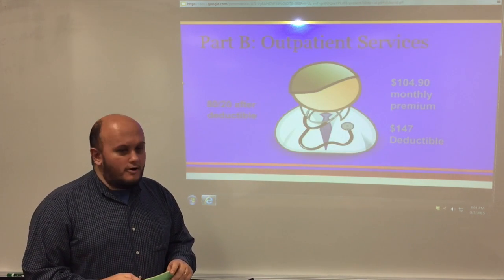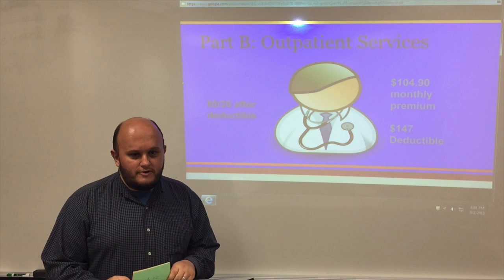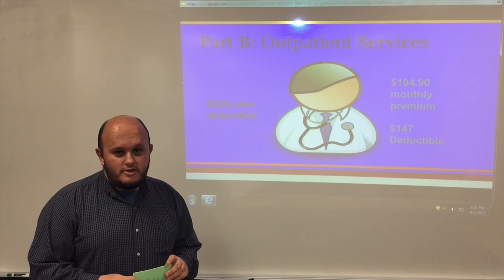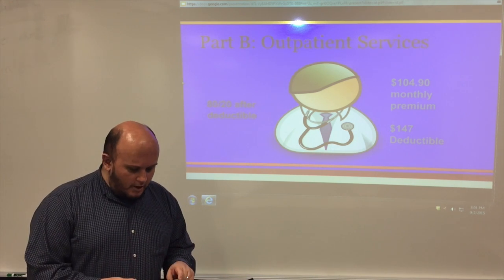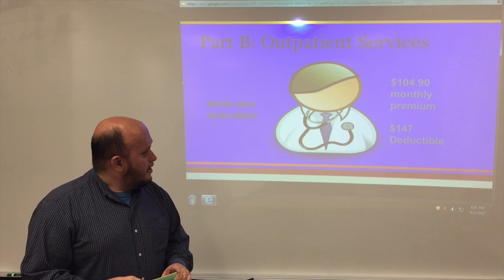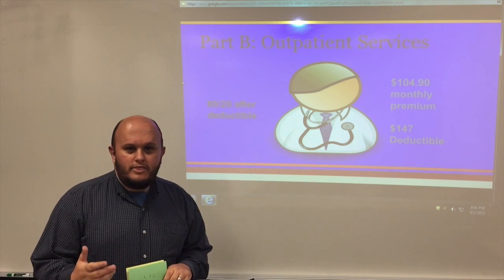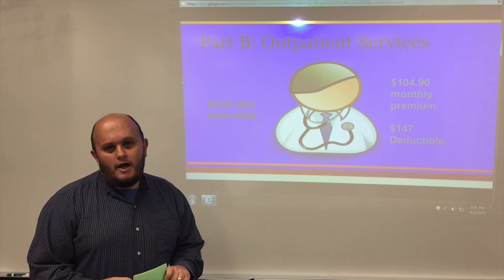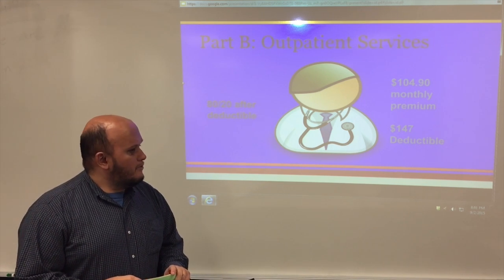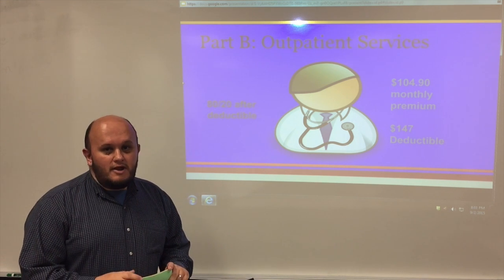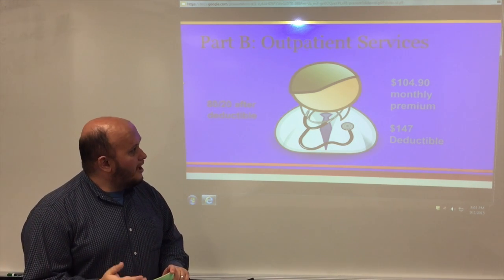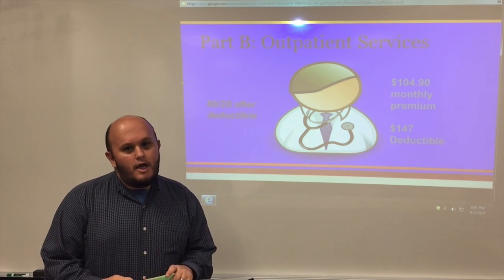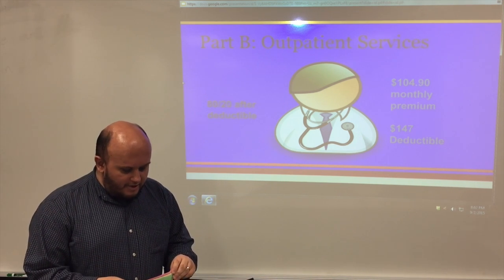The next thing is Part B. Part B covers your outpatient services. These would be trips to the doctor, trips to the urgent care emergency room, as well as lab costs. Part B covers all of those. With Part B, there is usually a monthly premium of $104.90. It could be higher based on your income. It also has a $147 deductible, meaning that the first $147 would be out of your own pocket. And then after that, Medicare covers 80%, and you're responsible for the remaining 20%.